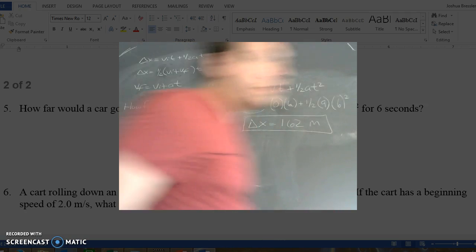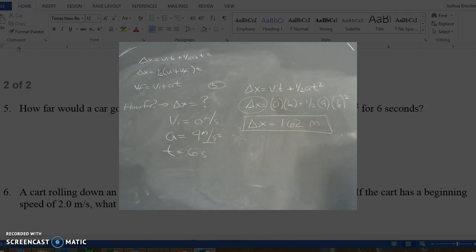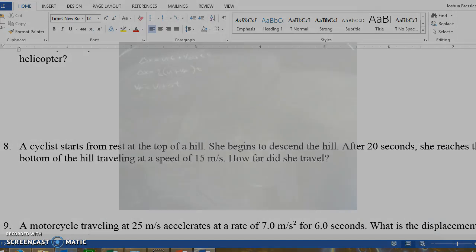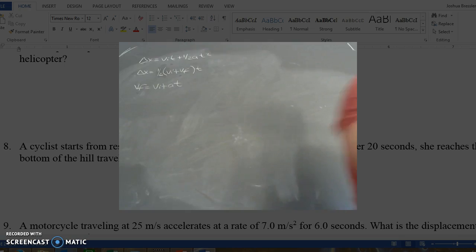Okay, we're going to look at one more question and then I'll set you guys free. So we are now going to look at number 8. Number 8 asks, a cyclist starts from rest at the top of a hill. She begins to descend the hill. After 20 seconds, she reaches the bottom of the hill, traveling at a speed of 50 meters per second. How far did she travel? Okay, let's start pulling this one apart, see if we can get an answer.